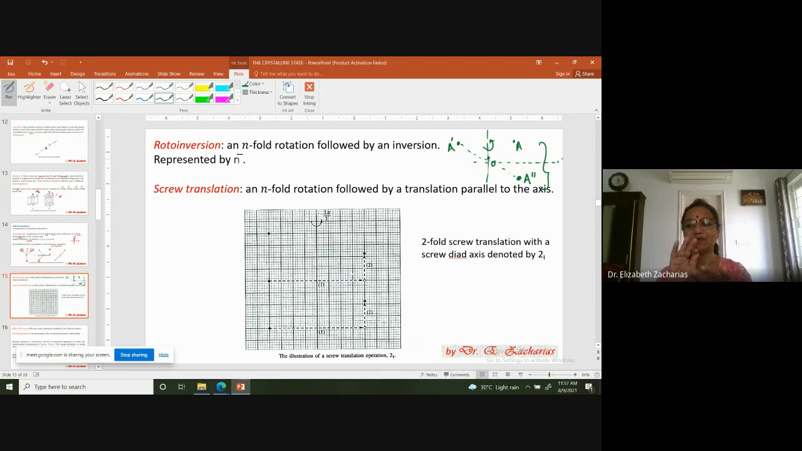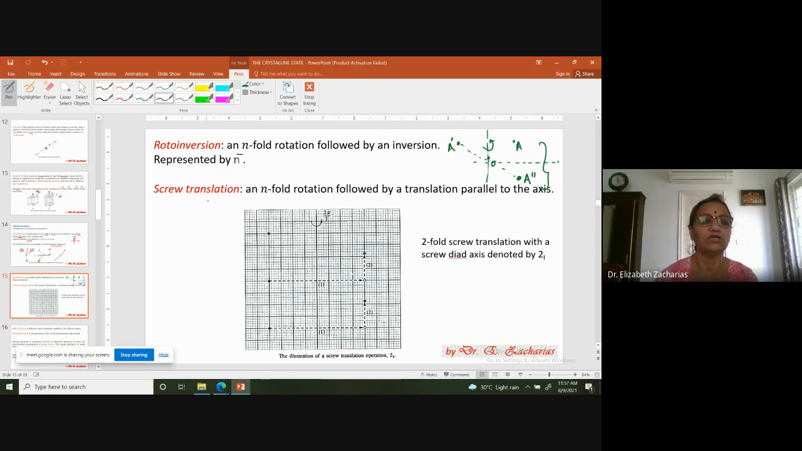See here, because it's a plain sheet, we are showing 180. But instead of 180, think how it would be if it was 90 degrees. The picture would be more complicated. Or if it is a 30-degree rotation, the picture will be more complicated.